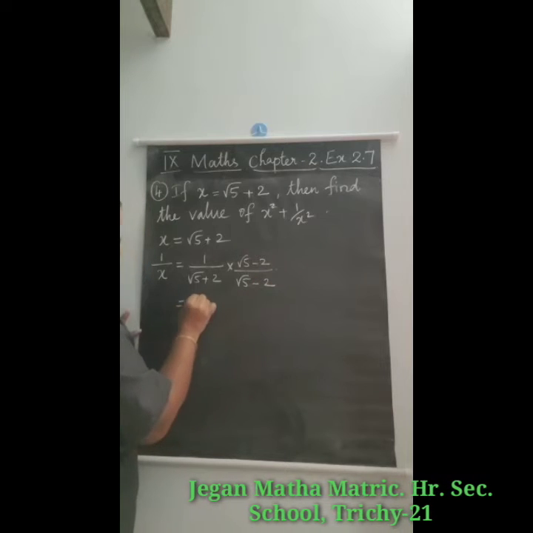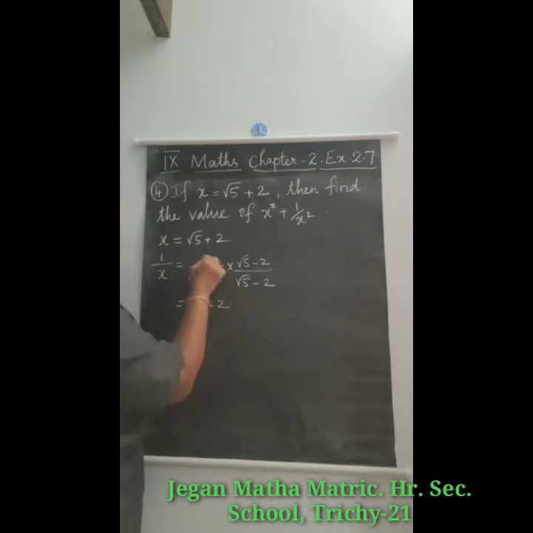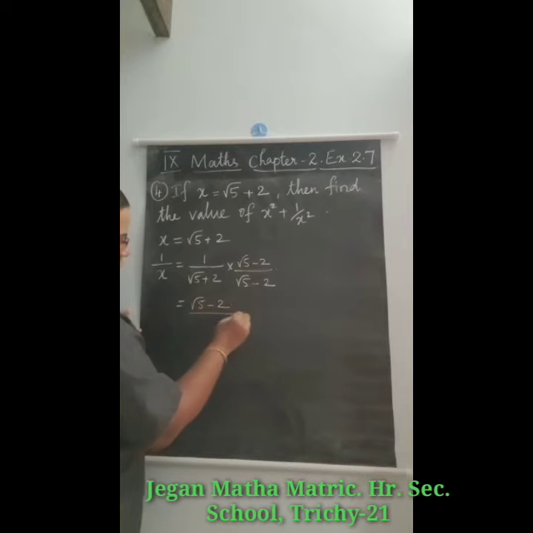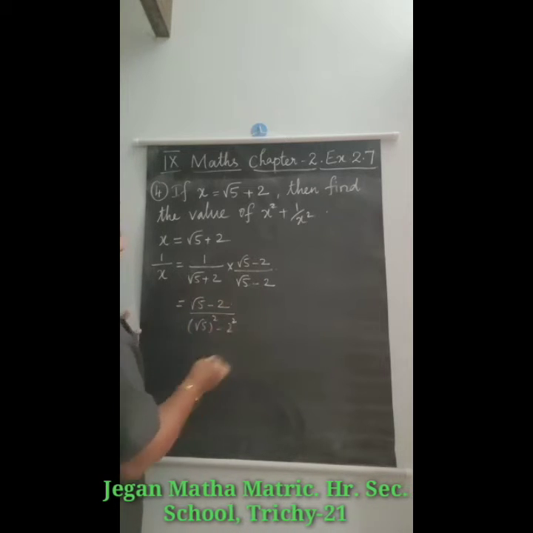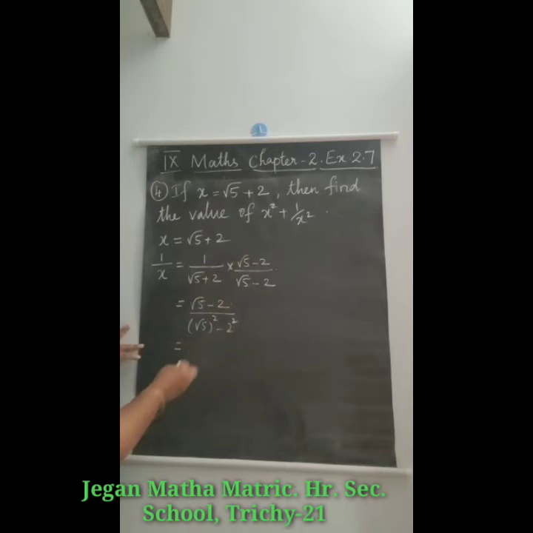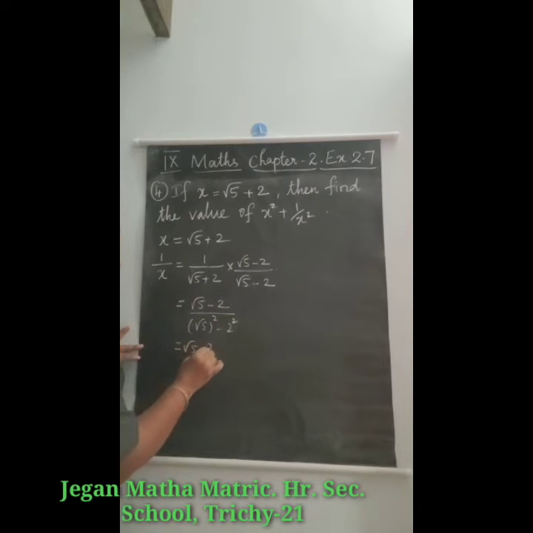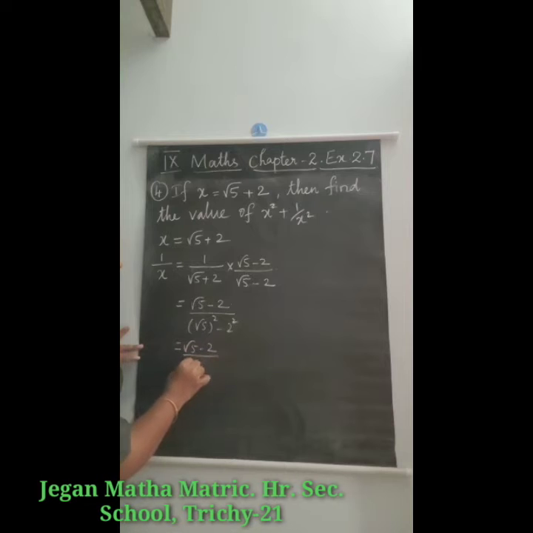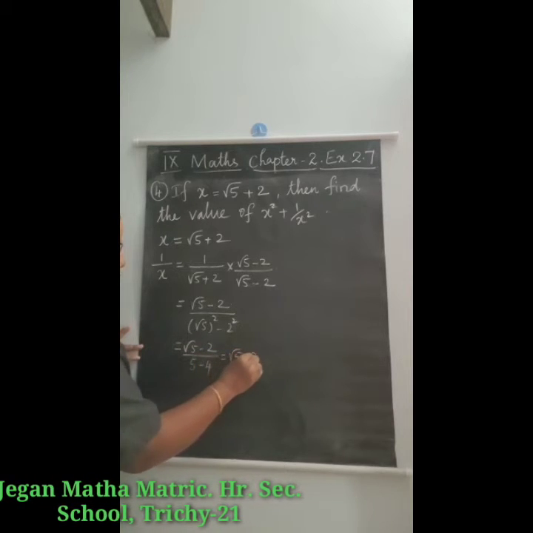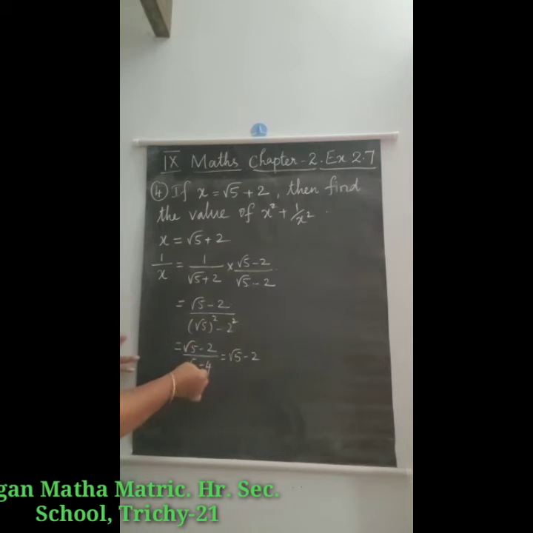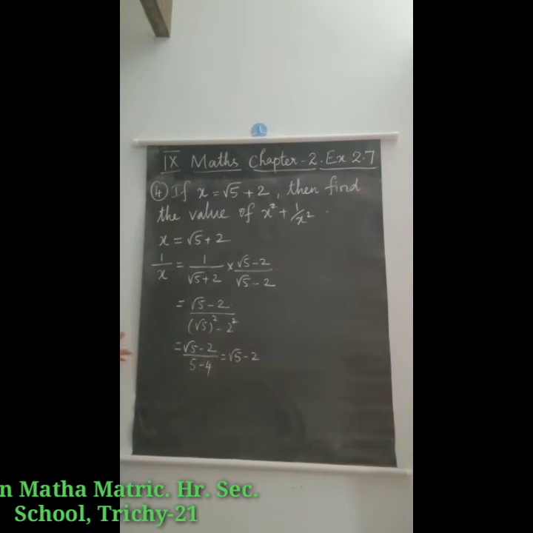We will get root 5 minus 2 into 1, root 5 minus 2 divided by root 5 the whole square minus 2 square. So, that is equal to root 5 minus 2 divided by 5 minus 4. So, that is equal to root 5 minus 2 divided by 1. So, root 5 minus 2.